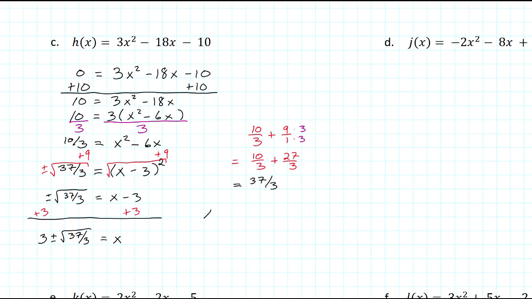So our x-intercepts are the points 3 plus the square root of 37 over 3, 0, and 3 minus the square root of 37 over 3, 0.